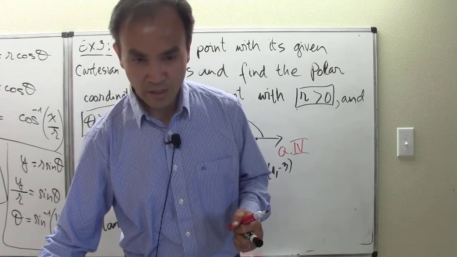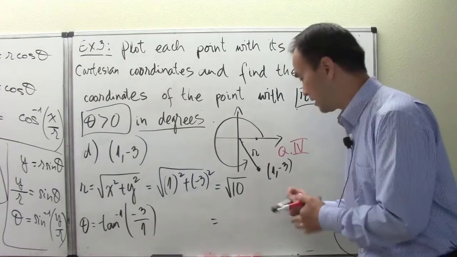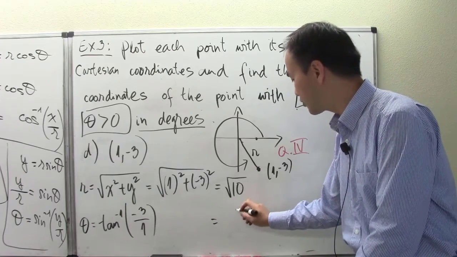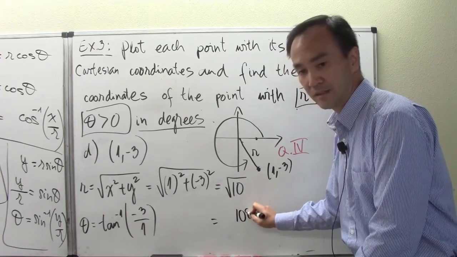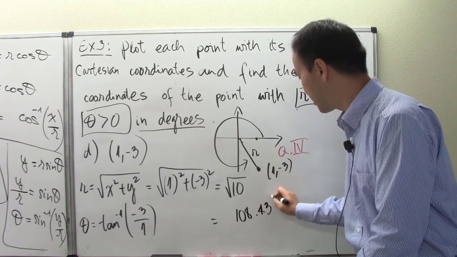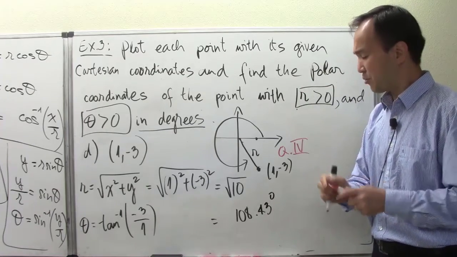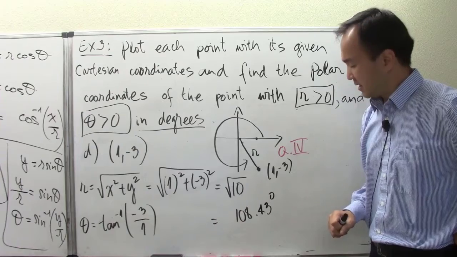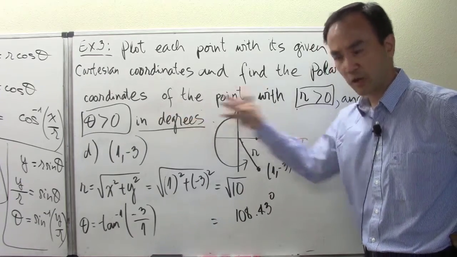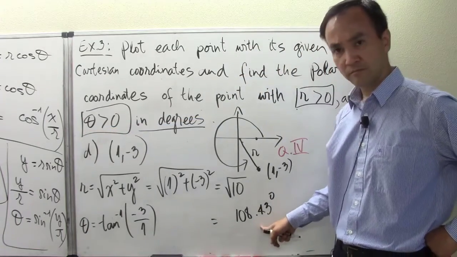On my calculator, tangent inverse of negative 3 is the angle 108.43 degrees. It's a positive angle, so it's halfway correct in terms of the requirements that we need to meet for the angle. But something's still not right.